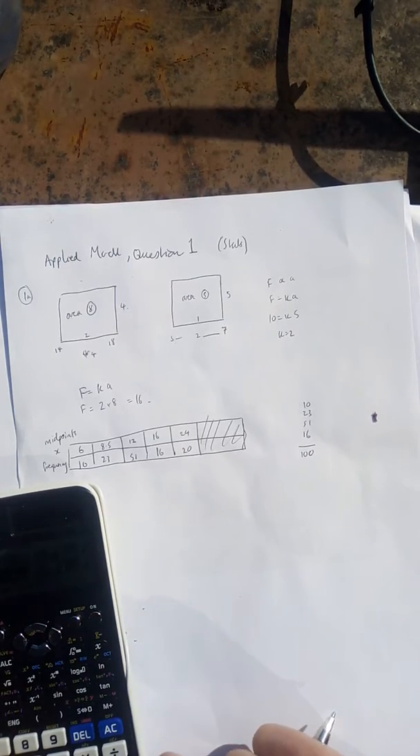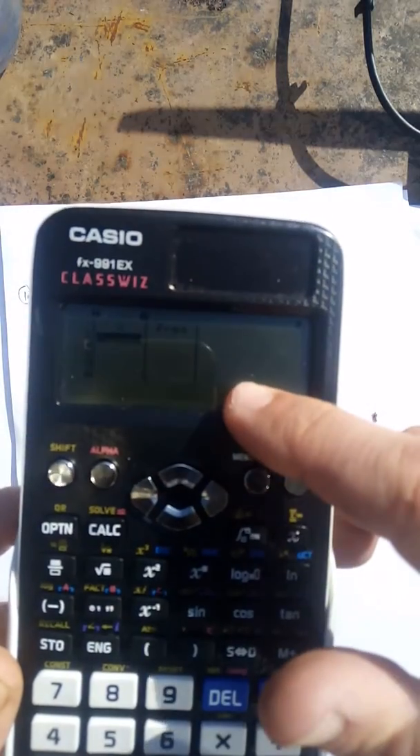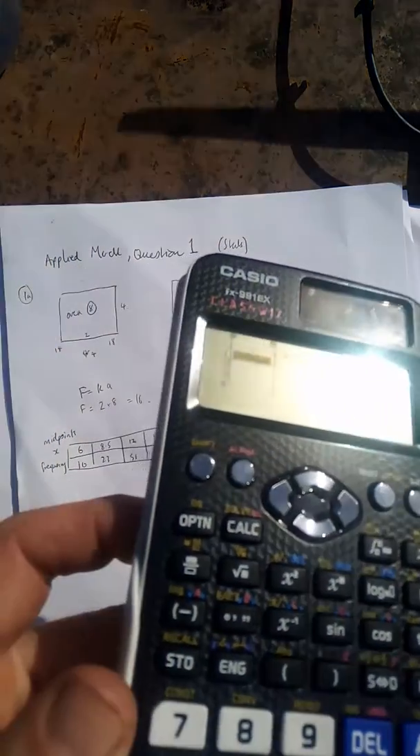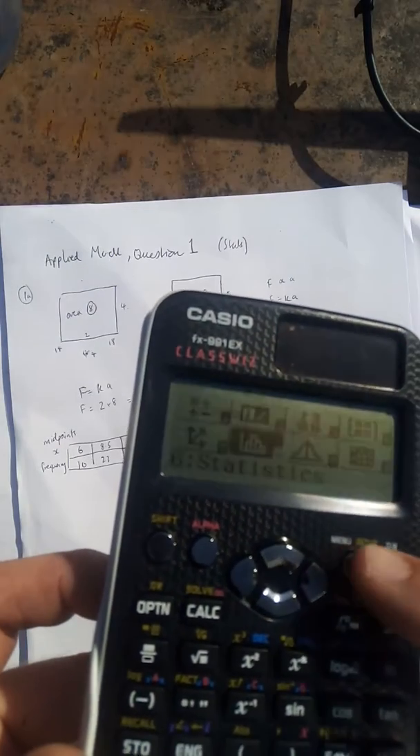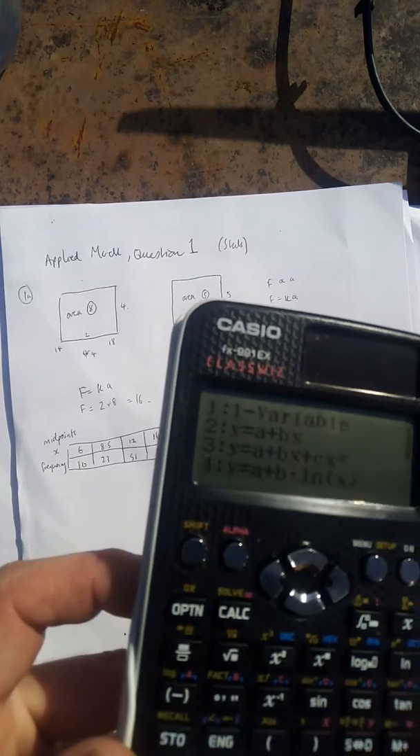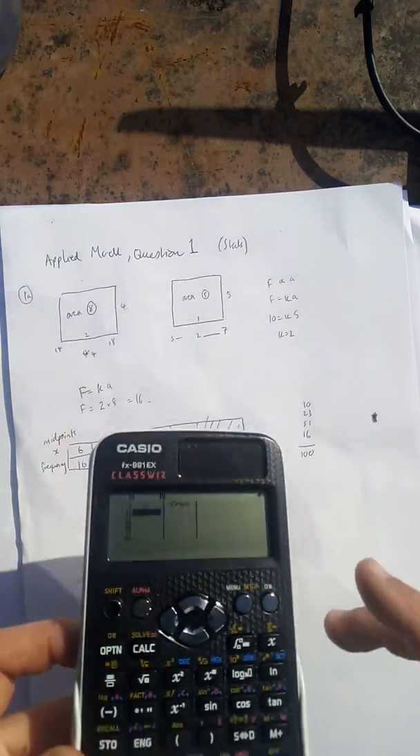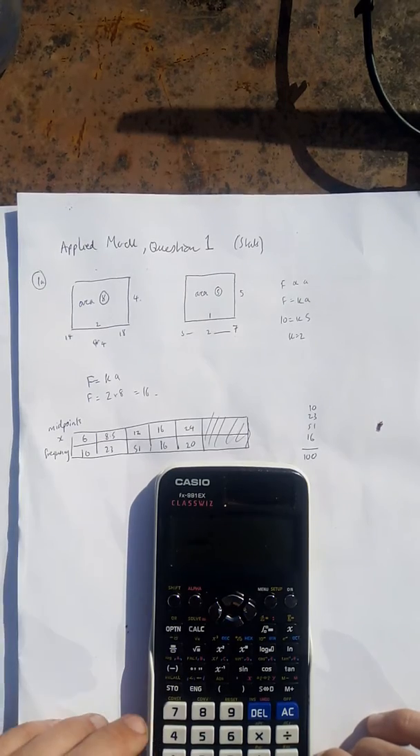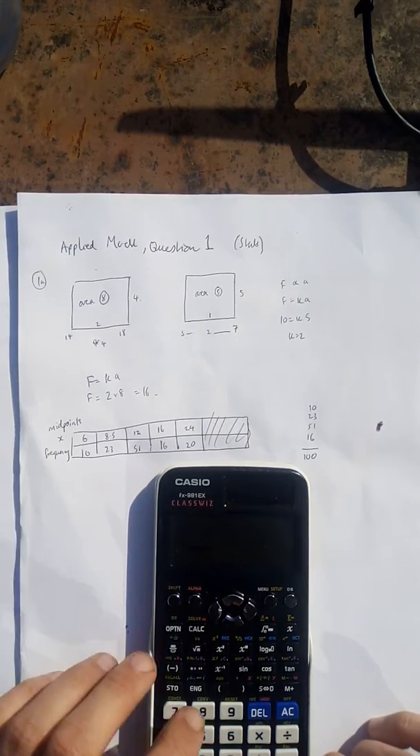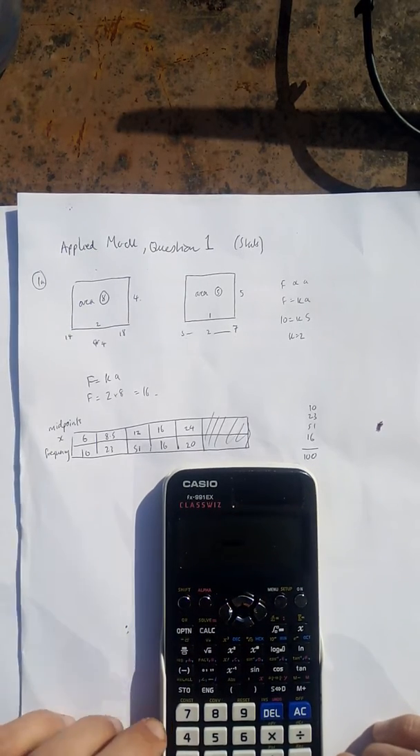Go menu, go down to statistics, go to one variable. We've got the x and frequency. Can we see that? Oh, there you go, the screen. So again, menu, statistics and one variable. I'm going to put the midpoints in first, then frequency. 6, 8.5, 12, 15, 24, and then the frequencies: 10, 23, 6.